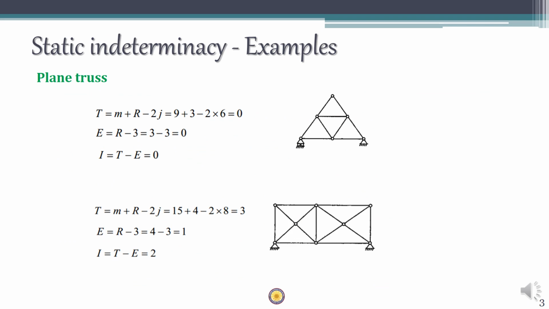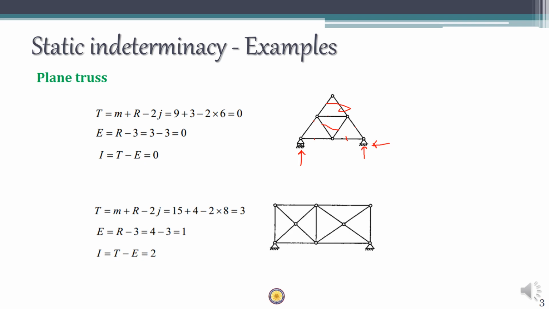We start with this problem. This is a roller, which means there is only one vertical reaction here, and this is a hinge, which means we can have a vertical reaction as well as a horizontal reaction. Let's calculate the number of members. 1, 2, 3, 4, 5, 6, 7, 8 and 9. And the number of joints is 1, 2, 3, 4, 5, 6.